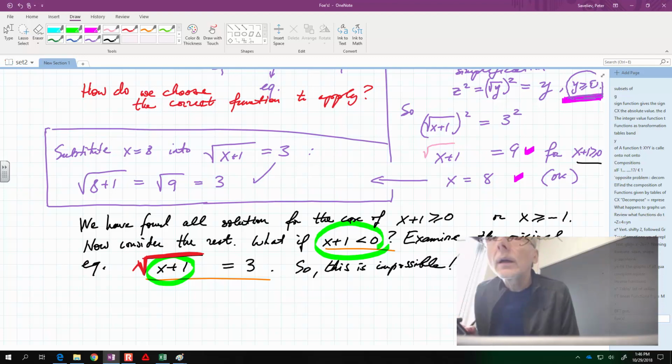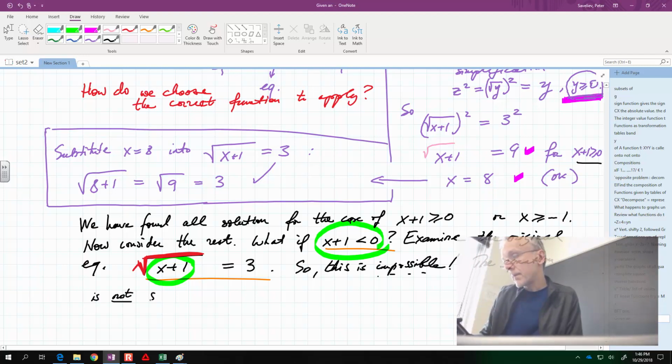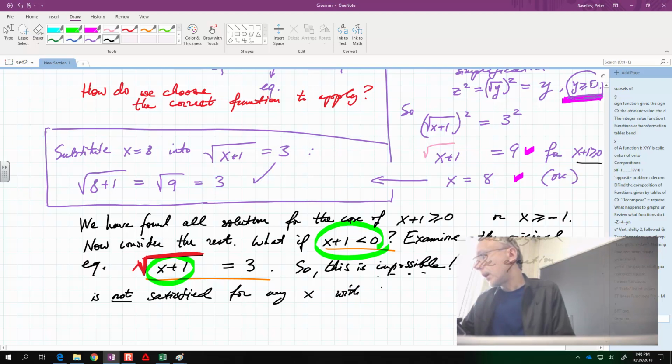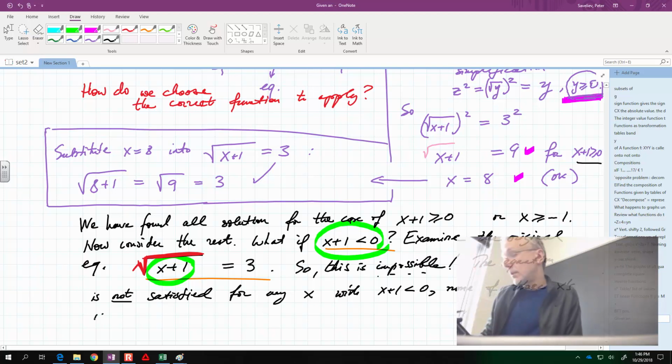What? It is. Yes, you can say that. What you should conclude first is impossible. What does it mean? The equation is not satisfied for any x with x plus 1 less than 1. It is not satisfied. In other words, none of those x's is a solution.